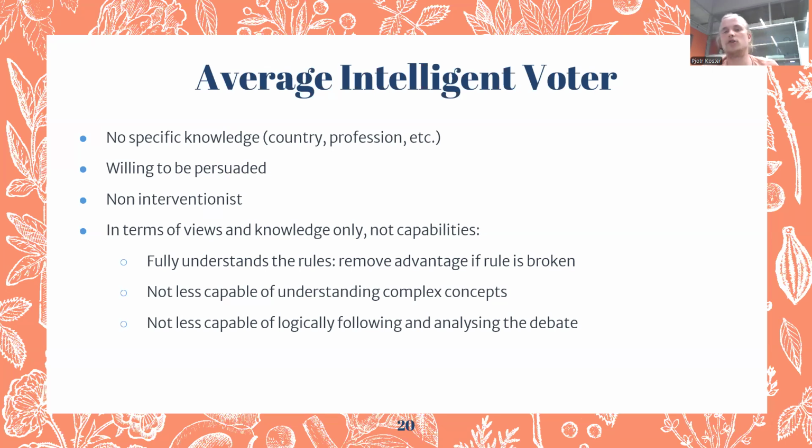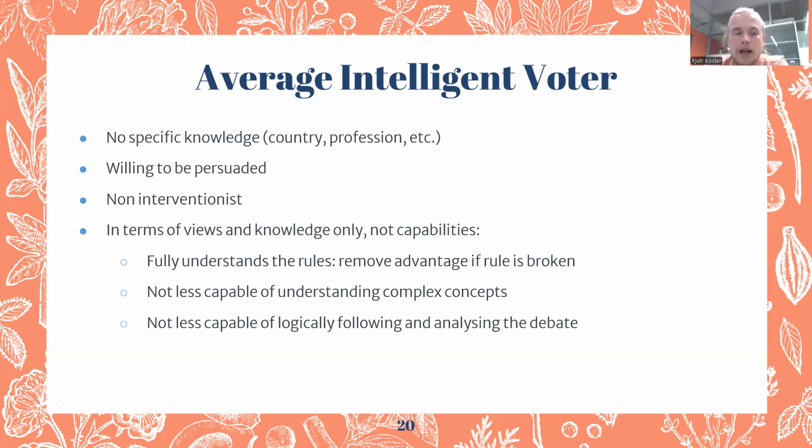And as I stated before, you should try to intervene as little as possible. Just assess the claims as they are in the debate. Does someone rebut this? Is this something that is controversial in the debate? Is this not? Just judge the debate as it happened. In terms of views and knowledge, you should know that you still know the rules of BP debate, even though the average informed voter might not know them. That also means that when a rule is broken, you should just remove the advantage and not separately punish the person.